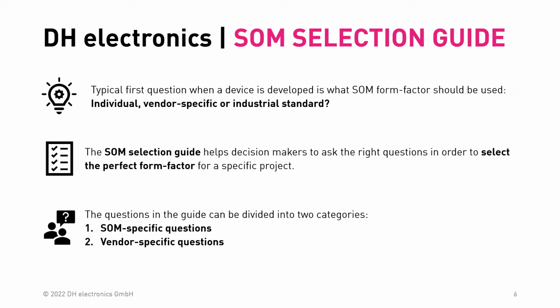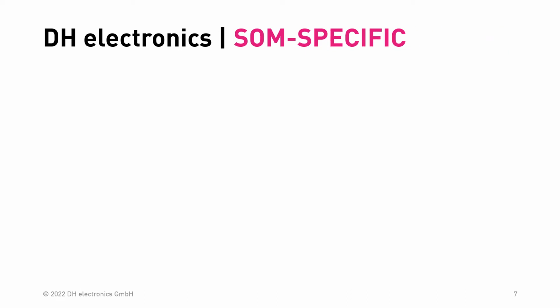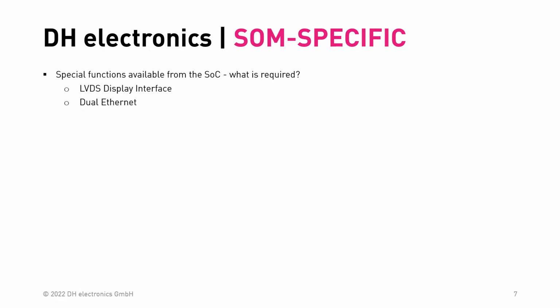So we learned now which different form factor categories are available on the market. And now we'd like to have a look at some example questions which show you exactly what you should ask in advance. And I have split these questions into two categories. The first are the SOM specific questions, and the second category are the vendor specific questions. Well, let's start with the SOM specific questions. So here are some examples.